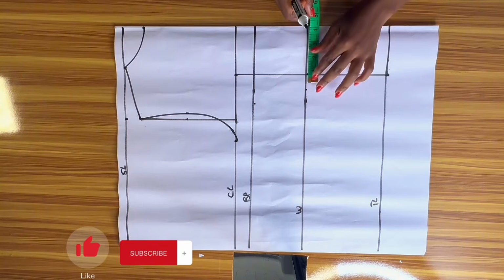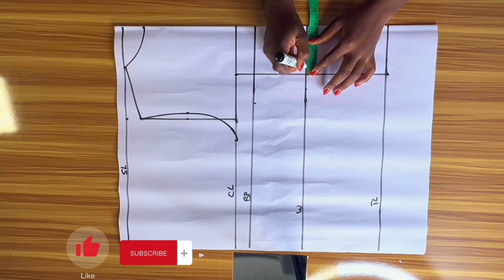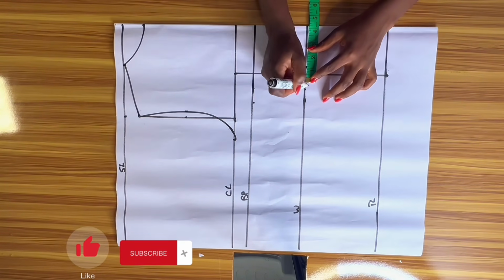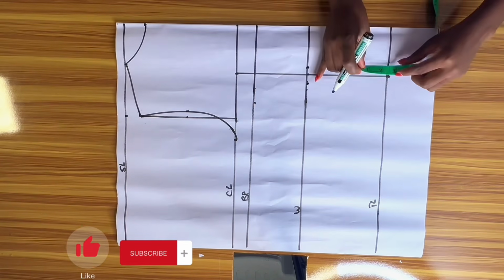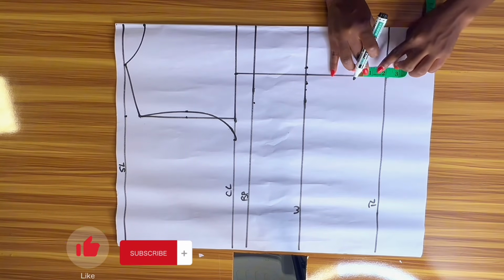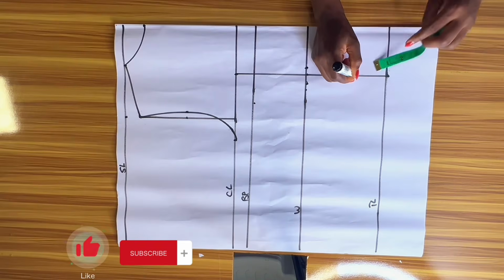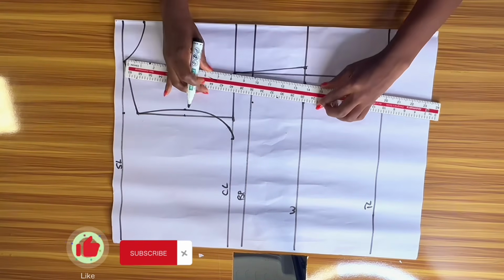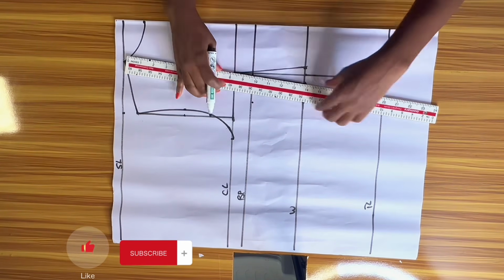Then on the waistline, I'm going to come in by 1/2 inch on both sides. Then from the hemline, I'm going to come up by 2 inches. Then I'll connect it just the way I am doing. This is basically how I did it for the front pattern. There's not much to do here.